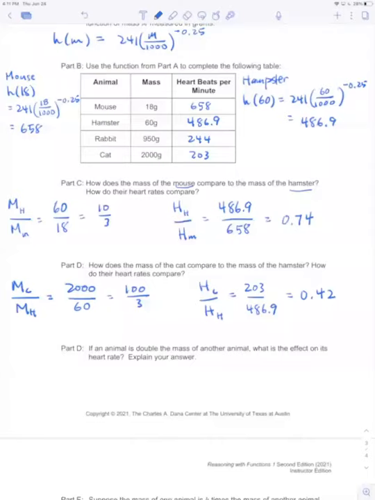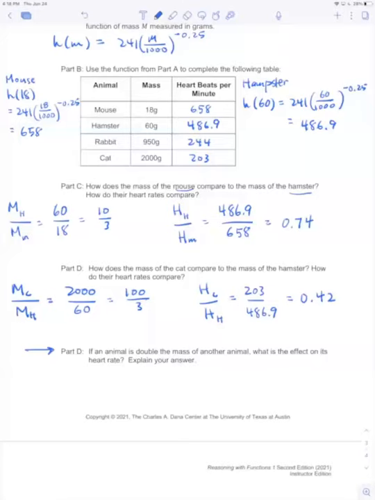Part D, well, the second part D, so we're at that part D. If an animal is double the mass of another animal, what is the effect on its heart rate? Okay, so what we could do to start answering the second part D would be to work with the heartbeats per minute equation or function.